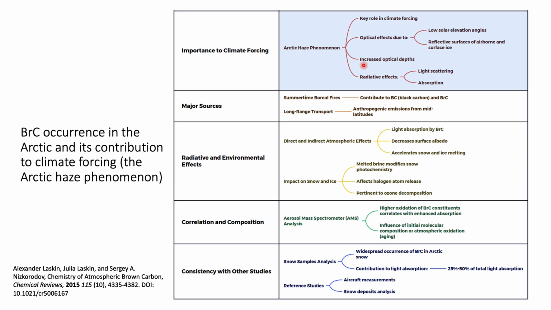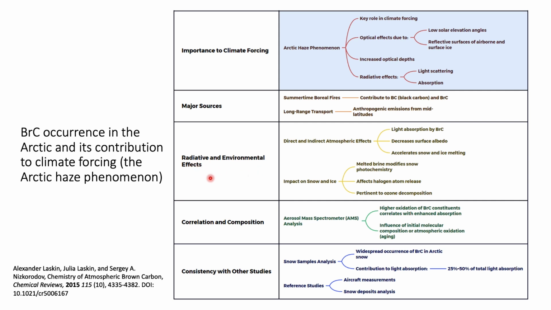And then they also increase the optical depths. So the radiative effect which happens because of the Arctic haze is light scattering and absorption. So solar light is being absorbed by the brown carbon aerosols. What are the major sources of the brown carbon? The first one is the boreal fires, and the second one is long range transport. That means anthropogenic emission from the mid latitudes also travels to the Arctic region.